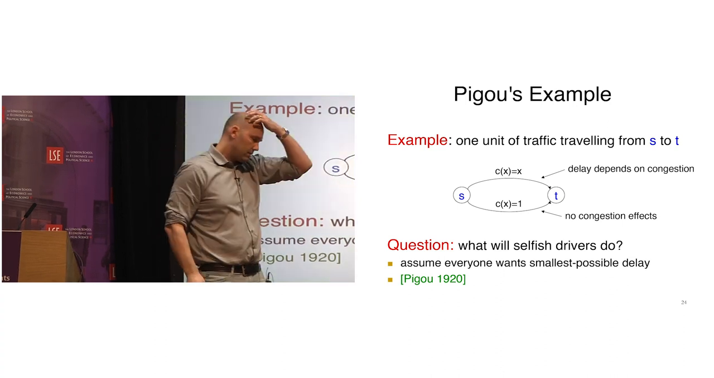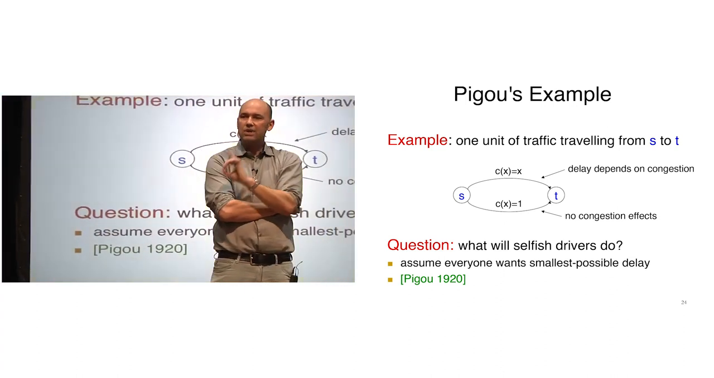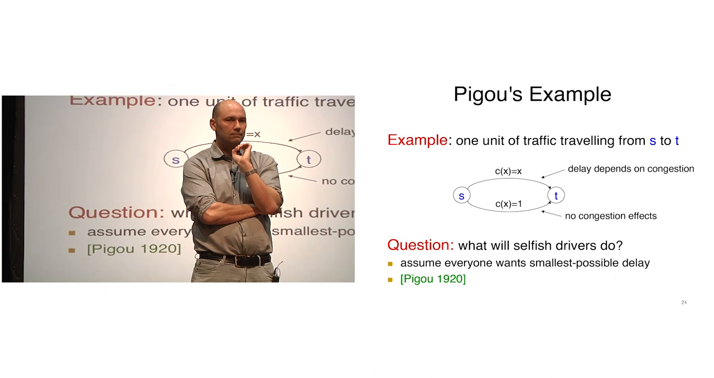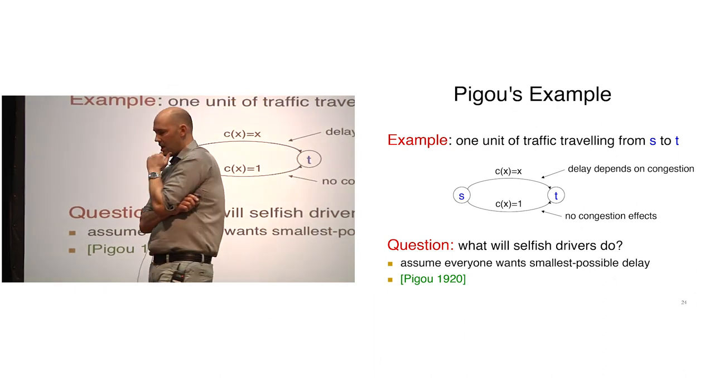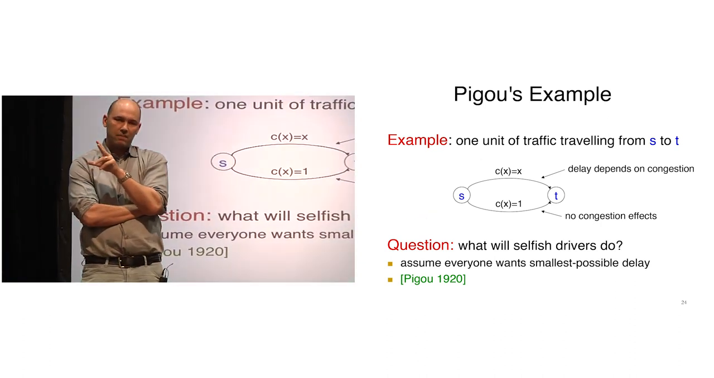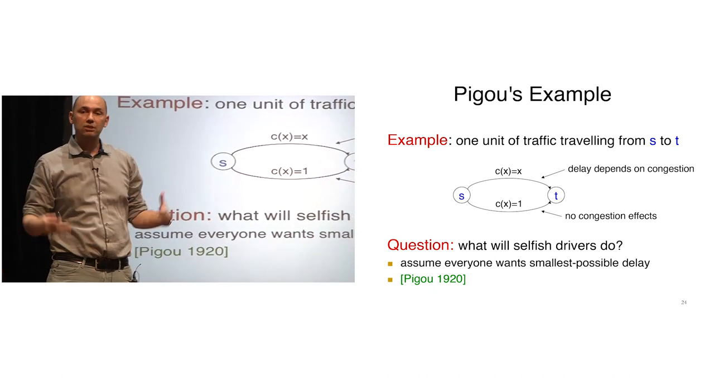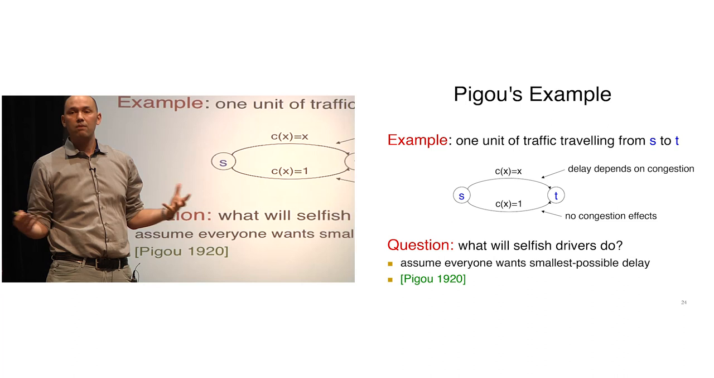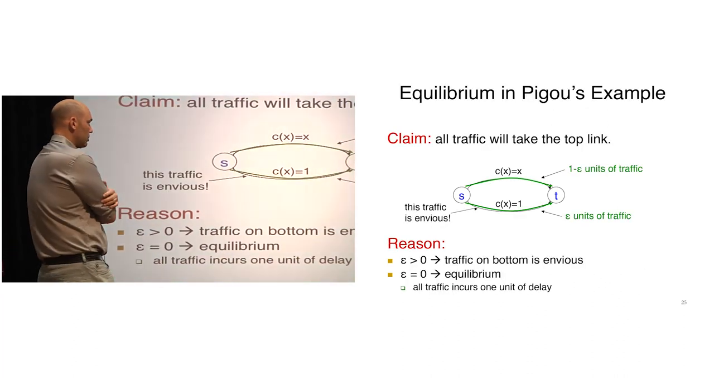So what I want to do next is ask two questions. Question one is, what do we expect to happen? So what do we think self-interested drivers are going to do, assuming naturally they want to get to T as quickly as possible? Question two is going to be a thought experiment. Hypothetically, if we could coordinate everybody's choices of routes, could we improve over the selfish solution? So let's look at the first question.